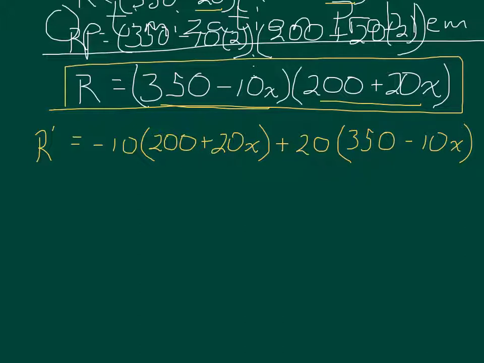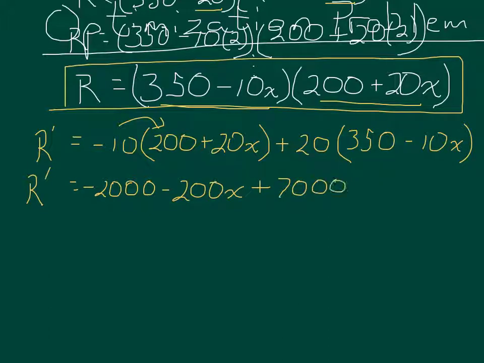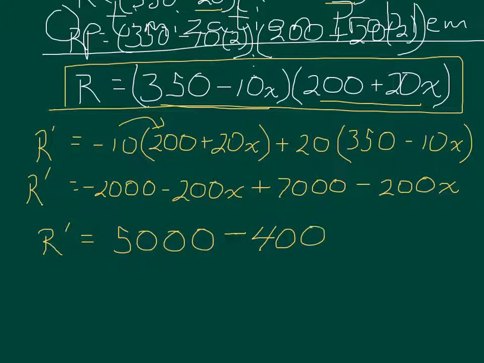Now I do have to expand it out at this point with a little distribution. This is going to give me negative 2,000 minus 200x plus 7,000 minus another 200x. So my final derivative becomes 5,000 minus 400x.